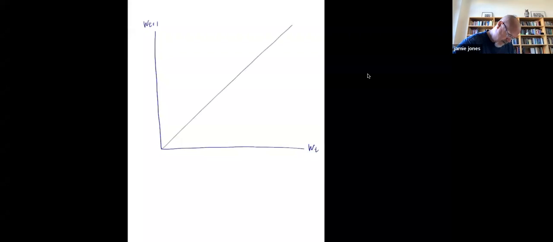So I'll redraw the axes. W sub t, W sub t plus 1, draw on the line of equality again. Draw in the poverty trap model. Make sure the line of equality gets all the way up there. All right, so what are we going to do?